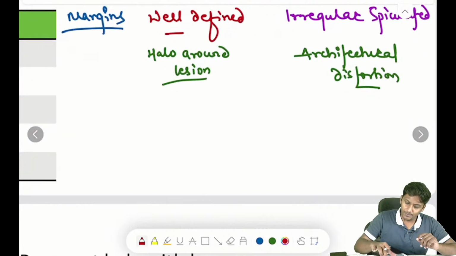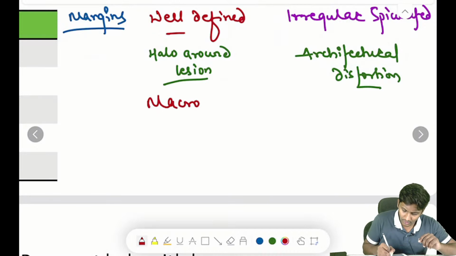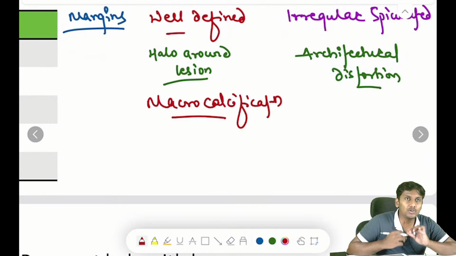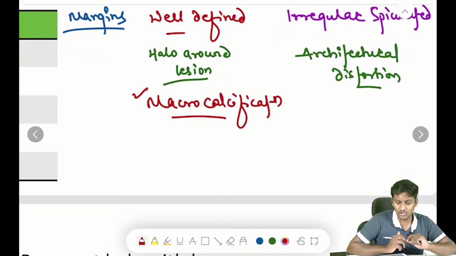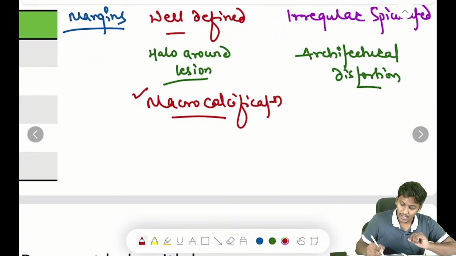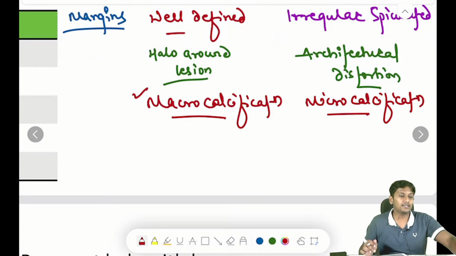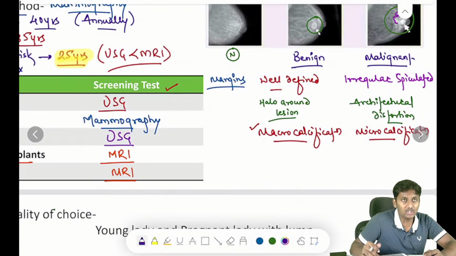ठीक है, so please remember macro calcification is a classical feature of a benign breast region. I hope all of you might have heard about a popcorn calcification which is seen in fibroadenoma of breast. Fibroadenoma is the most common benign tumor of breast, and the popcorn calcification is an example of macro calcification seen in the benign breast tumor. Okay? Whereas if I talk about a malignant breast tumor, here definitely you are going to have microcalcification. These are the basic differences between a benign and a malignant breast region on mammography.